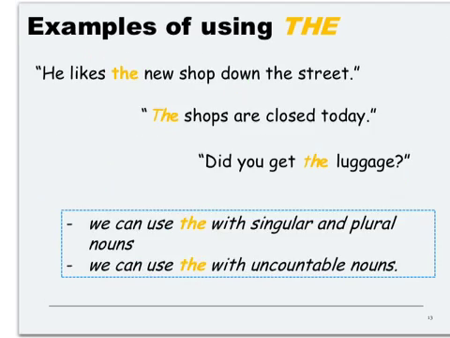Now, unlike with a and an, the can be used with both singular and plural nouns. For example, he likes the new shop down the street, and the shops, which is plural, are closed today. We can also use the with uncountable nouns. For example, did you get the luggage?